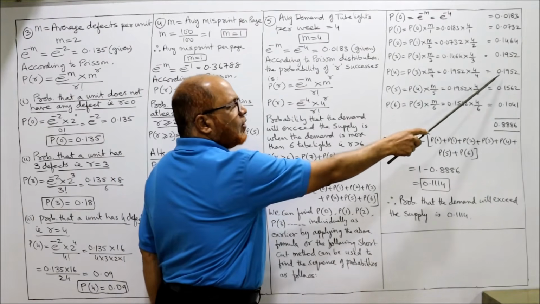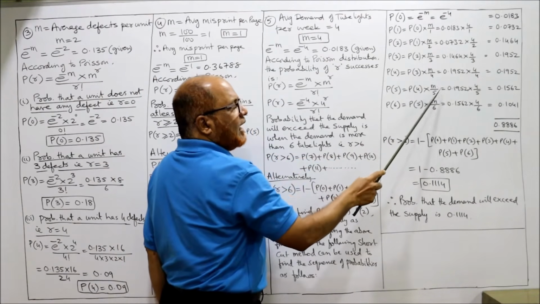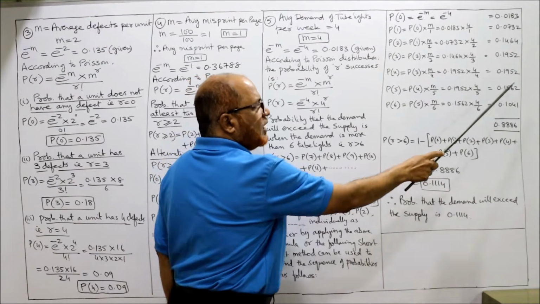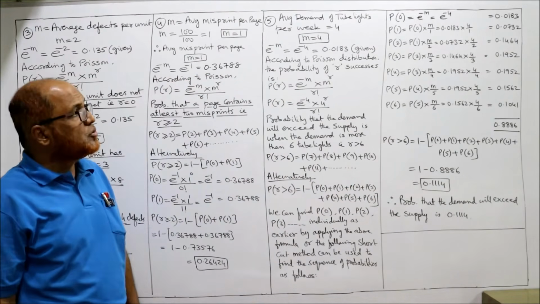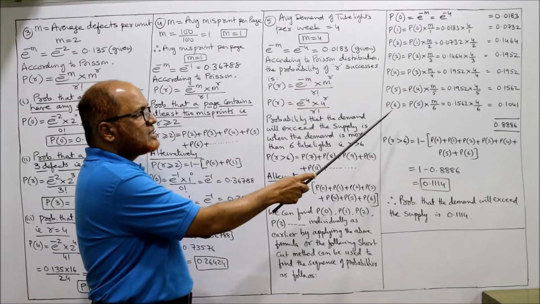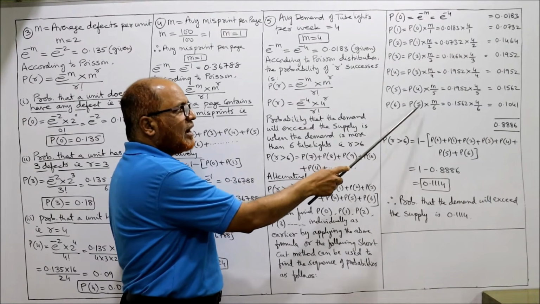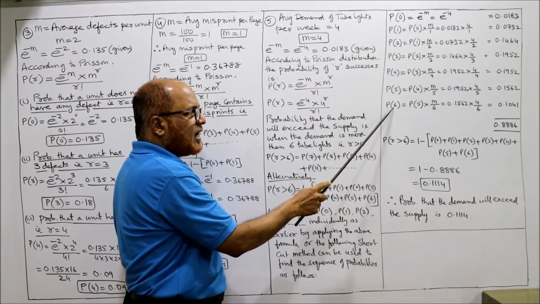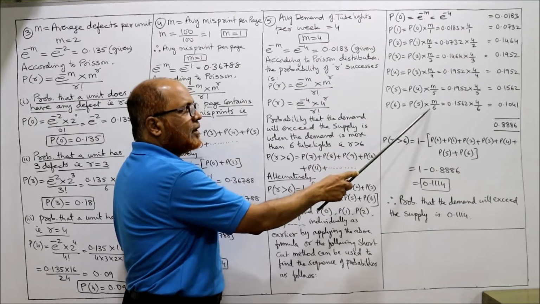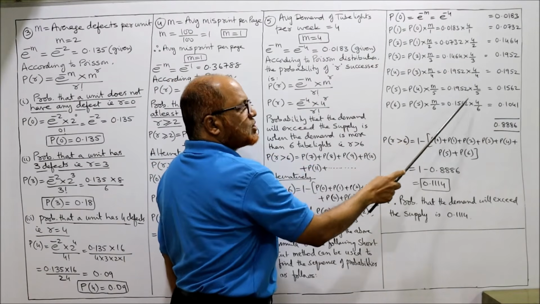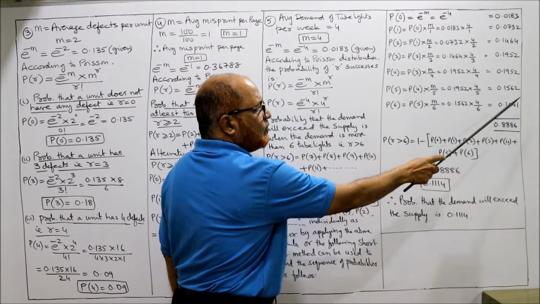How much is P of 4? 0.1952. m is 4, 4 by 5, 0.1562. P of 5 completed. Now P of 6. So P of 5 into m by 6, same denominator. So P of 5 is 0.1562 into 4 by 6, which gives 0.1041.